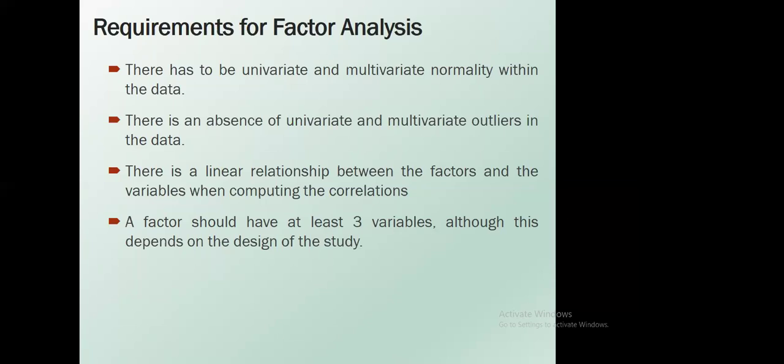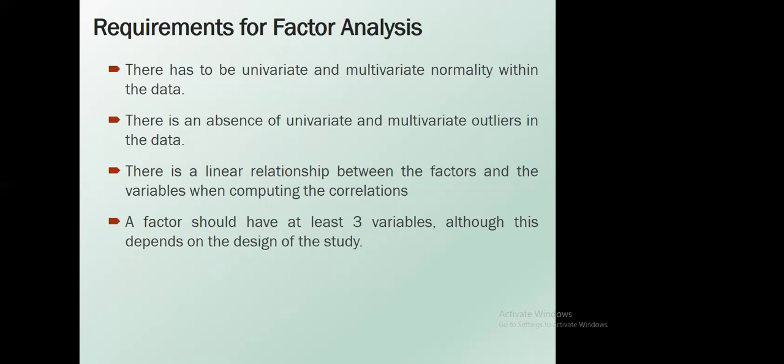Yeah. So now what are the requirements for factor analysis? Number one, there has to be univariate and multivariate normality within the data. Very, very important. Univariate normality means that each variable should be normally distributed. Suppose we have 40 variables, then all these 40 variables should be normally distributed. Multivariate normality means that together all these variables should be normally distributed.